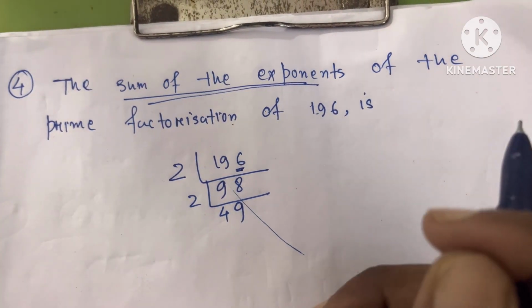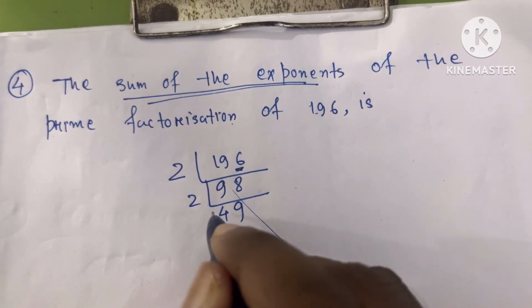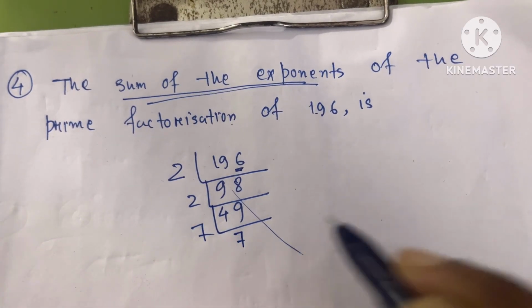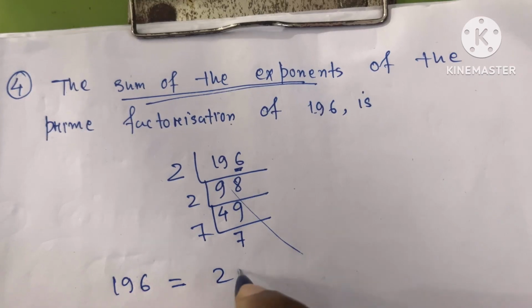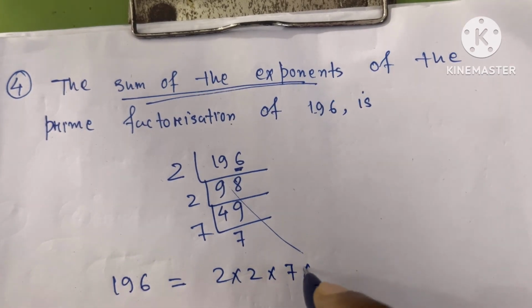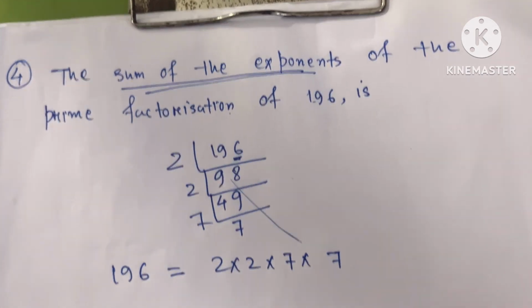49 is not divisible by 3, not divisible by 5, but 49 is divisible by 7. 7 sevens are 49. So we got the factors of 196: 2 into 2 into 7 into 7. Yes or no?